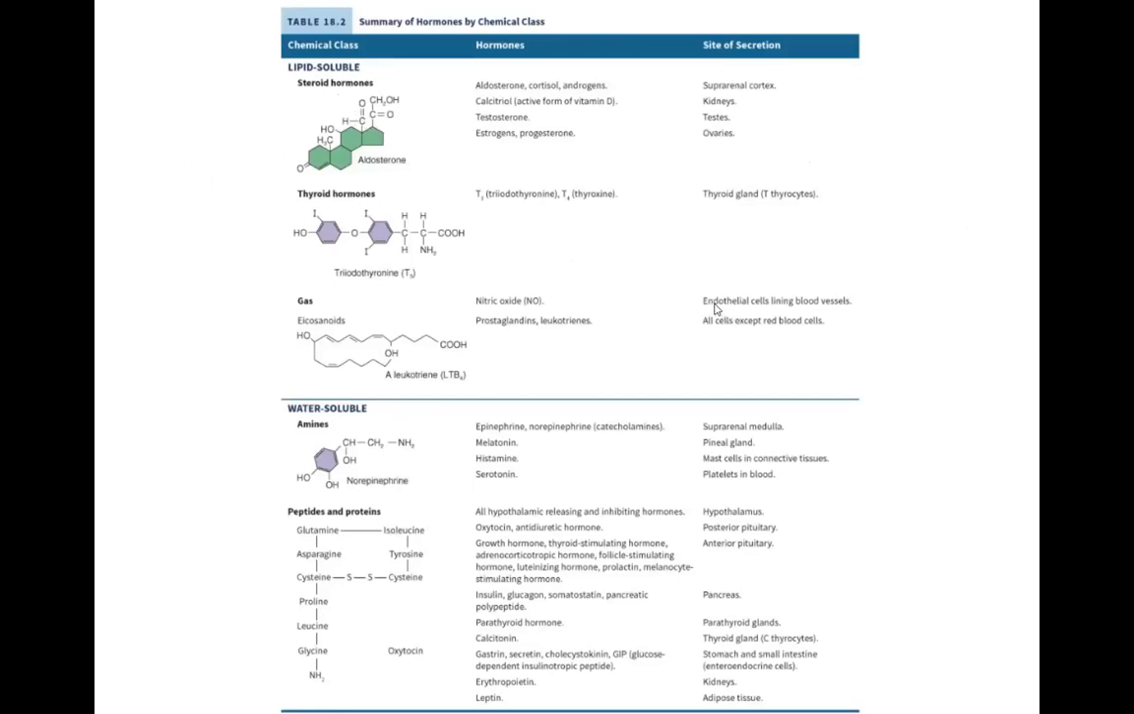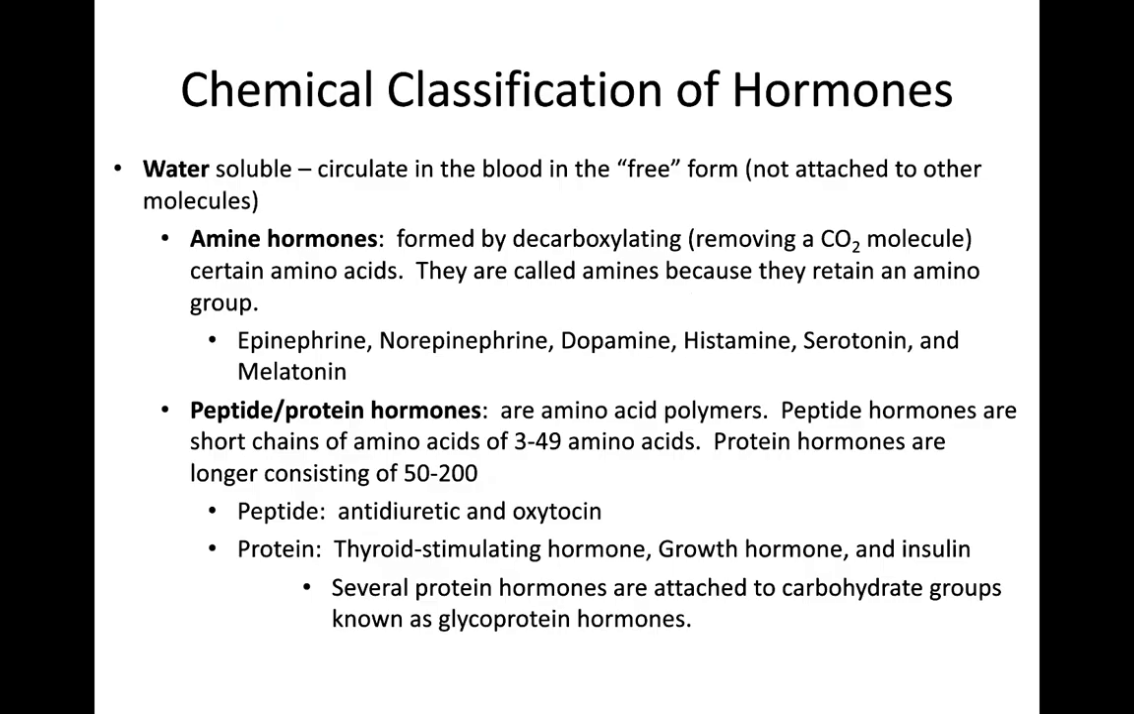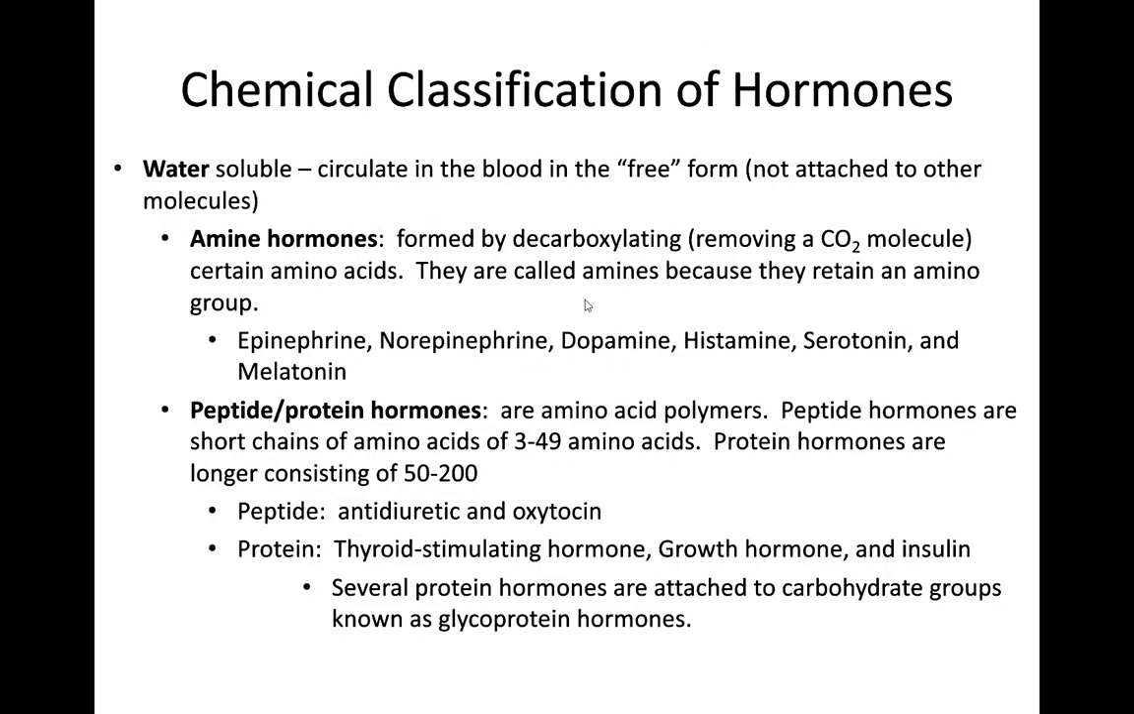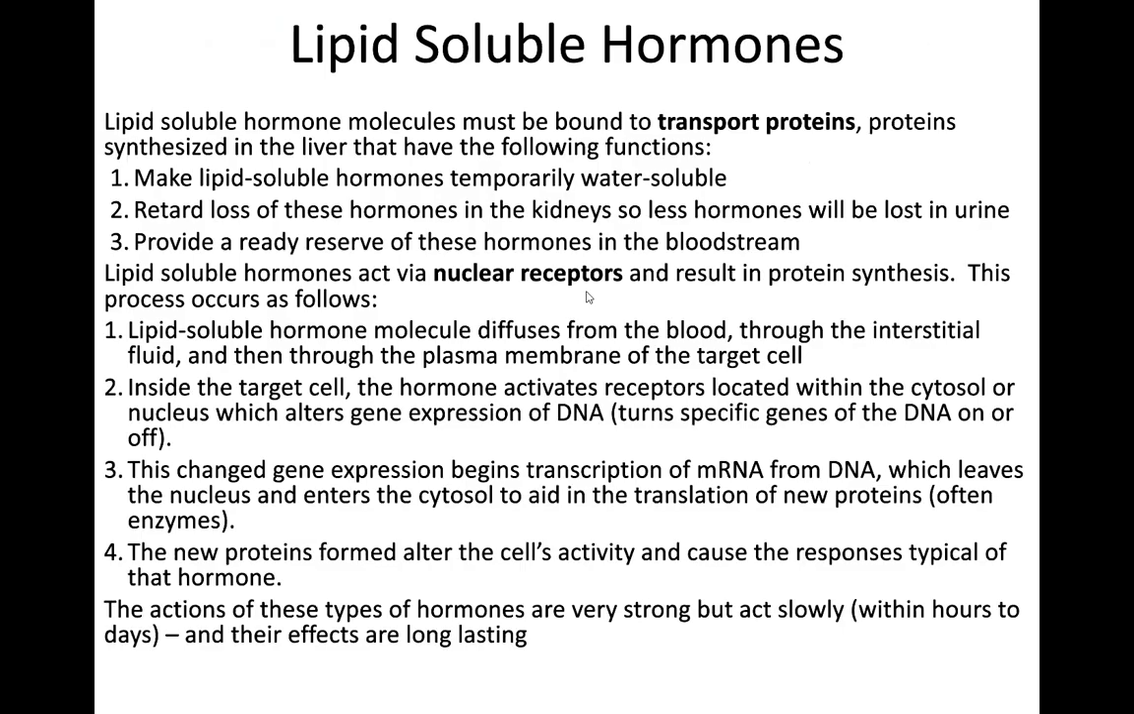What I'm not going to ask you to do is, for example, know where melatonin or serotonin or parathyroid hormone falls in. Okay. What you will need to know, though, is that amine hormones and peptide protein hormones are water soluble. That steroid hormones, thyroid hormones, nitric oxide, icosanoids are lipid soluble. So know the major categories, don't know like the specific hormones. Make sense?